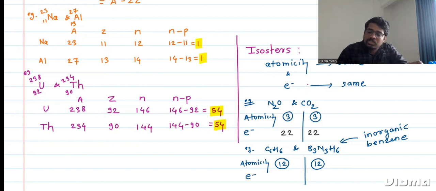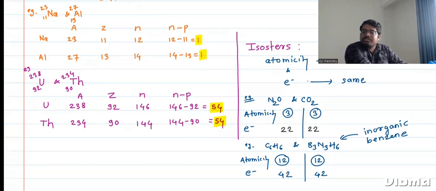Now let us find the electrons. Number of electrons in benzene: one carbon consists of 6 electrons, and there are a total of 6 carbon atoms. So 6 into 6, 36 electrons in carbon, and hydrogen 6 electrons. So the total number of electrons is 42. In inorganic benzene also, the total number of electrons is equal to 42. Okay, so this is about the isosters.